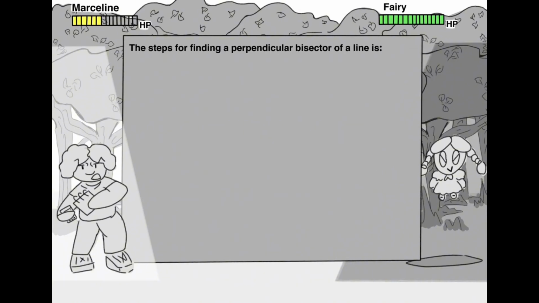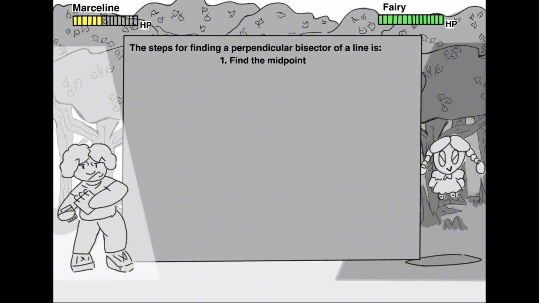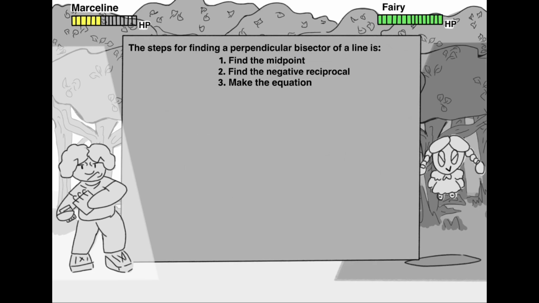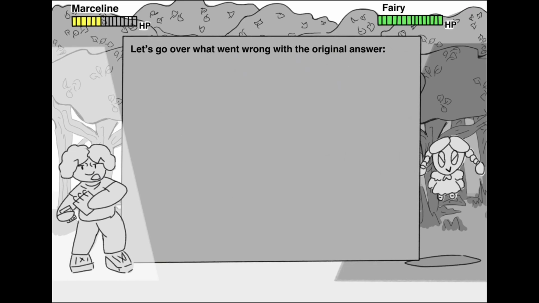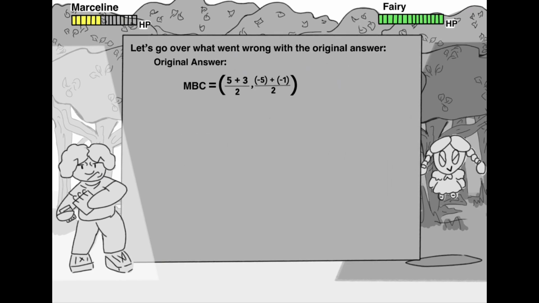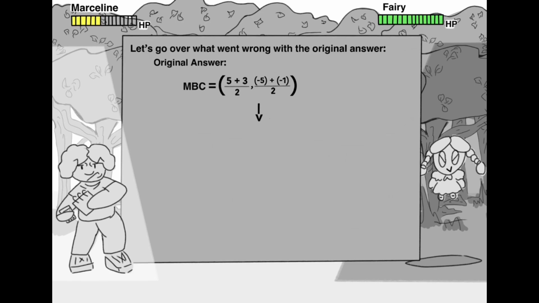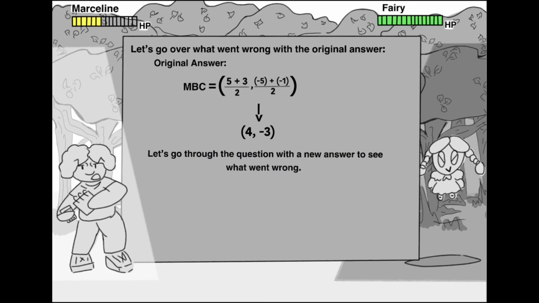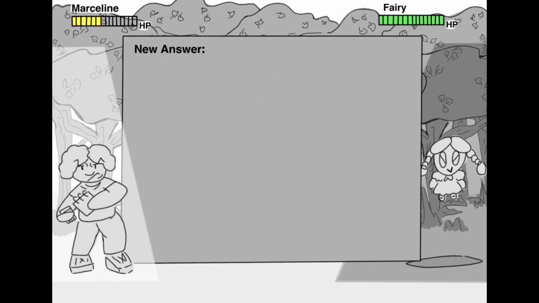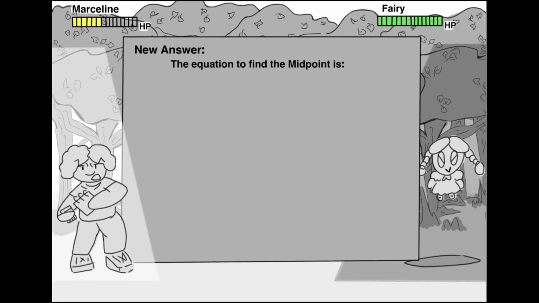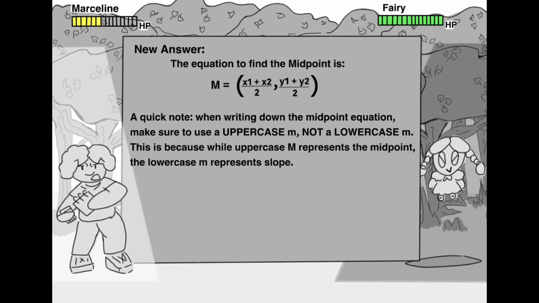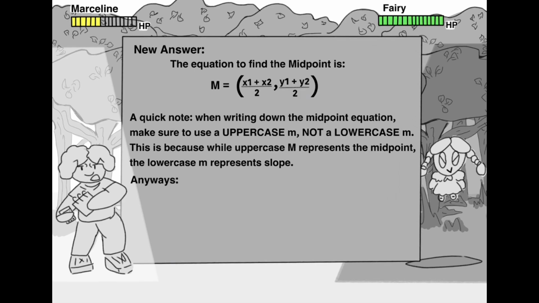The steps for finding a perpendicular bisector of a line are... Let's go over what went wrong with the original answer. Let's go through the question with the new answer to see what went wrong. The equation to find the midpoint is... A quick note, when writing down the midpoint equation, we should use the uppercase M, not a lowercase m. This is because while the uppercase M represents the midpoint, the lowercase m represents slope. Anyways.